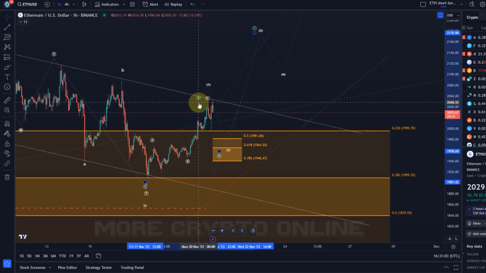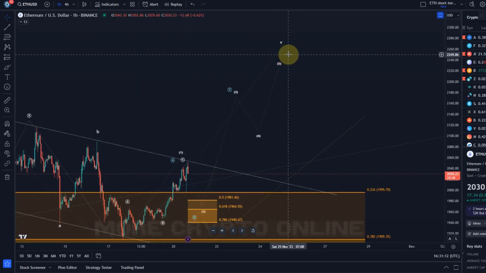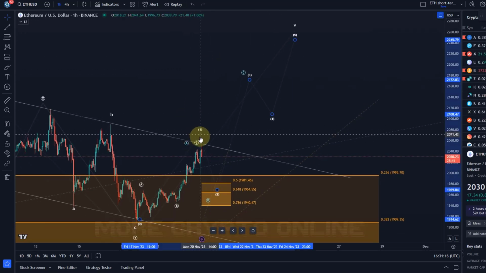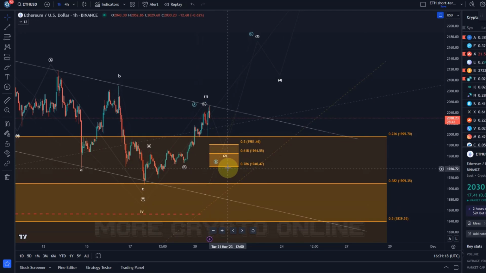We have 2 wave counts. Either this is, in the blue count, an ABC structure that's unfolding, or a wave 1 of a larger diagonal in wave 5. So either way, I remain focused on higher prices as long as the 1940 level is holding. That's the distance from the beginning of the potential wave 1 to the top of the wave 1, and then the relevant Fibonacci levels. So that's just support. It doesn't mean it has to come down to that level.